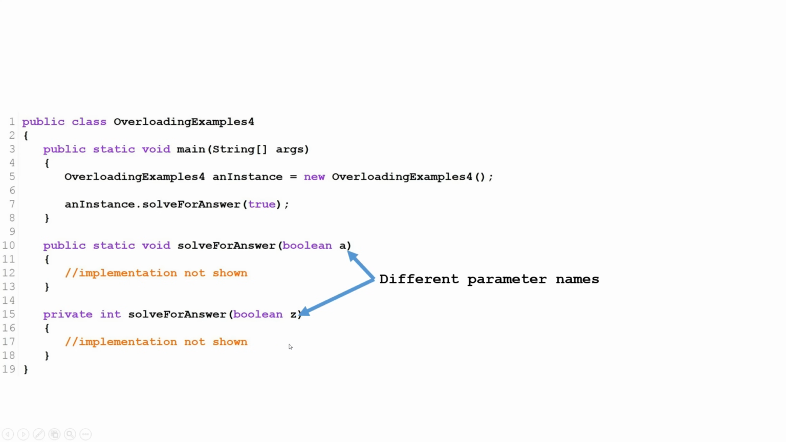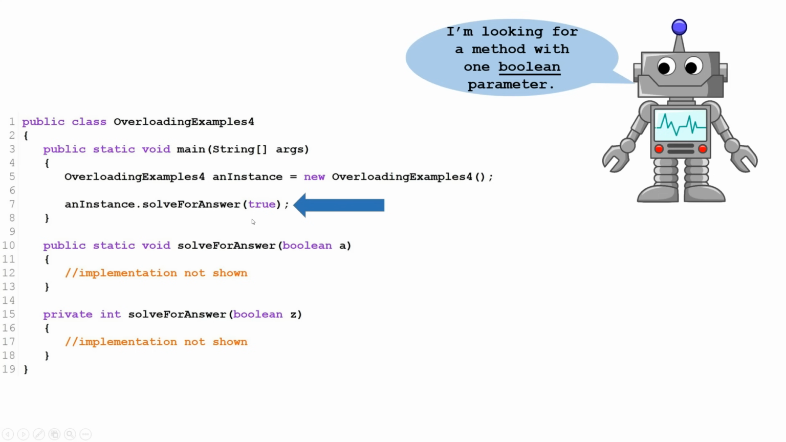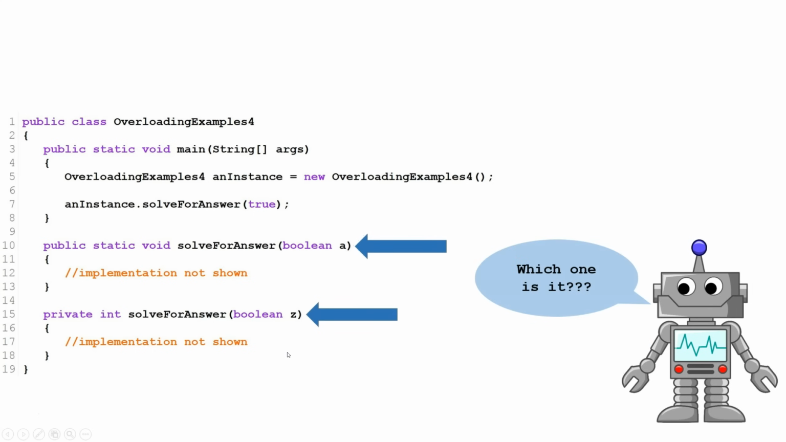This is all fine, however, there's a problem. Both have one Boolean parameter. This means when we call solveForAnswer with one Boolean argument, the compiler won't know which version of solveForAnswer we want.